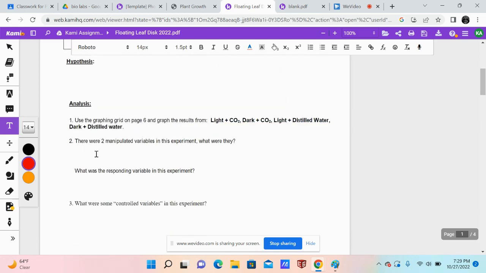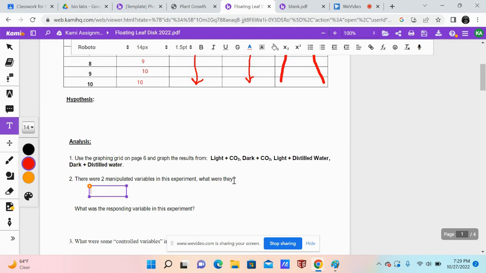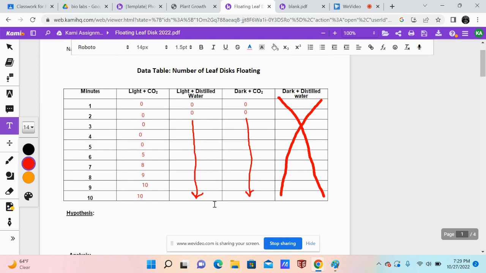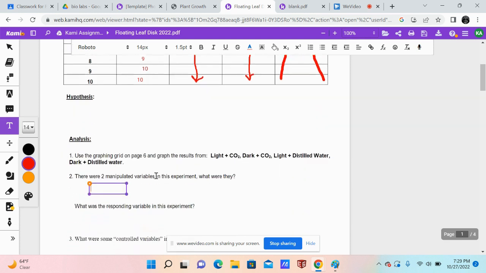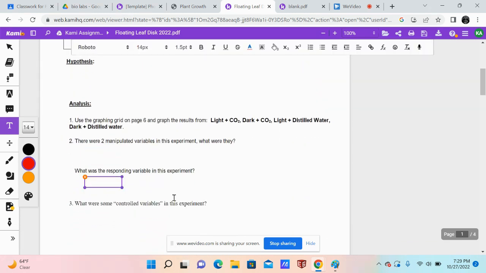So for this, I'm not going to type it, I'm just going to say it. Put light and CO2. Those were the 2 manipulated or independent variables in this experiment. What was the responding variable? That's what we were counting. Well, we didn't count much for these because it was 0, but we did count on here. We counted the number of floating leaf discs. So for this one, the responding variable, also called the dependent variable, you're going to put the number of leaf discs that floated, or just put floating leaf discs.